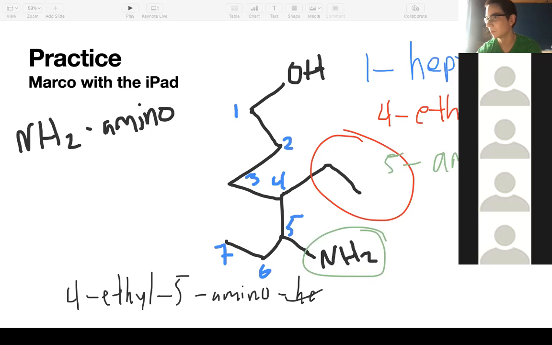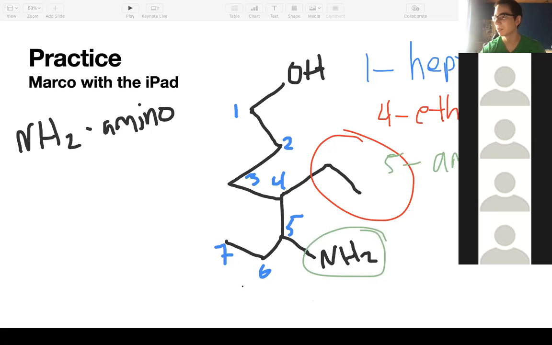And then 1. Amino 4 ethyl because of the alphabetical order. Alphabetical order. I'm glad someone caught that. Oh man, I don't know what's going on with my writing. But yeah.